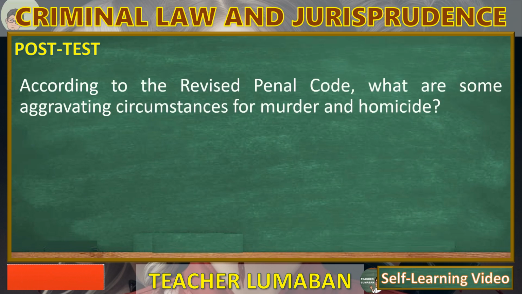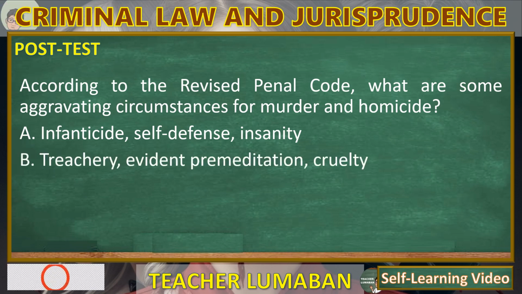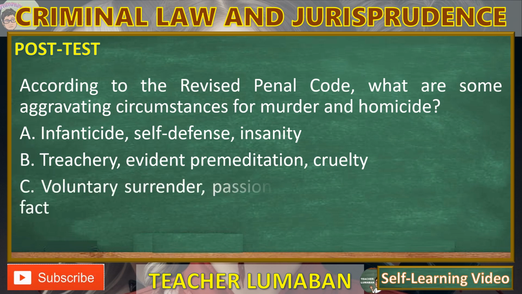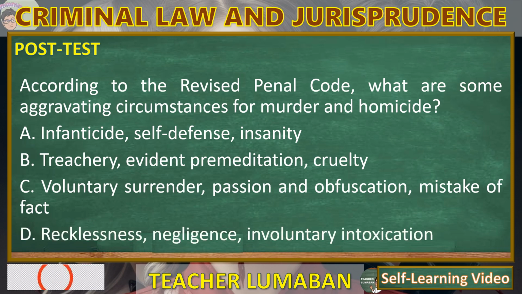According to the Revised Penal Code, what are some aggravating circumstances for murder and homicide? A. Infanticide, self-defense, insanity. B. Treachery, evident premeditation, cruelty. C. Voluntary surrender, passion and obfuscation, mistake of fact. D. Recklessness, negligence, involuntary intoxication.